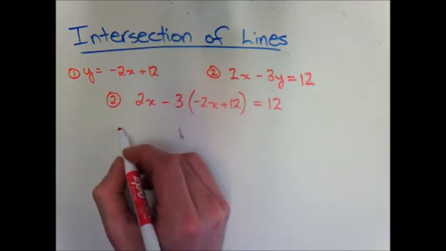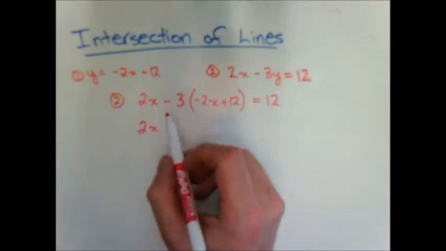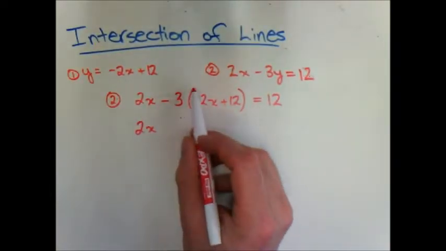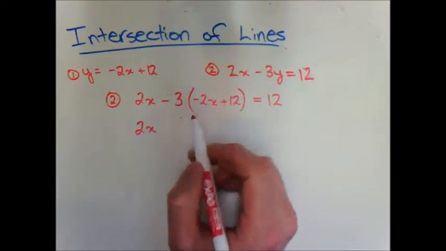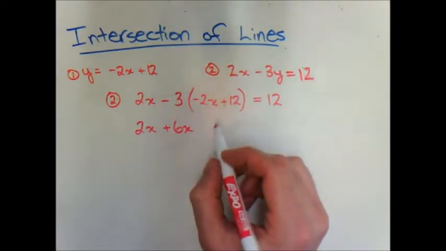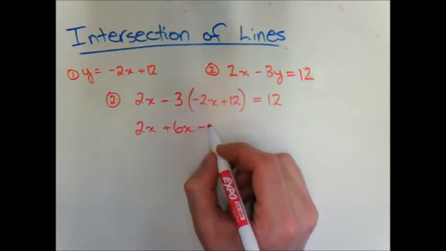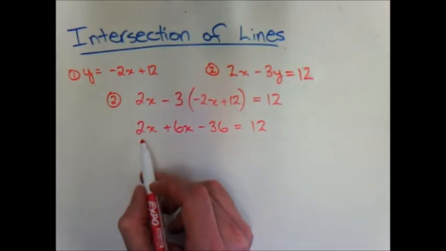And now I can go ahead and use my algebra skills to simplify this. Okay, now I have to distribute this negative 3 to both terms inside the binomial. So negative 3 times negative 2x is positive 6x. Negative 3 times positive 12 is negative 36. That equals 12. Now I'm left with just one variable, right?